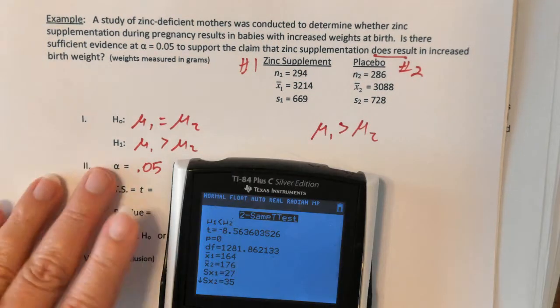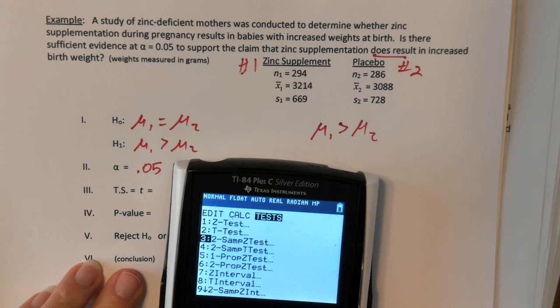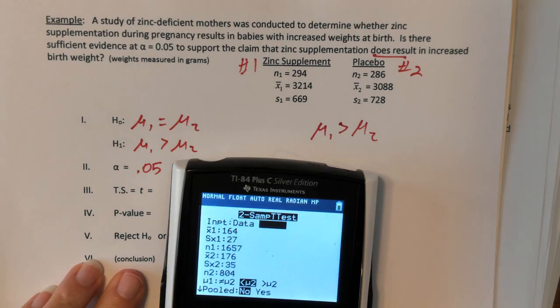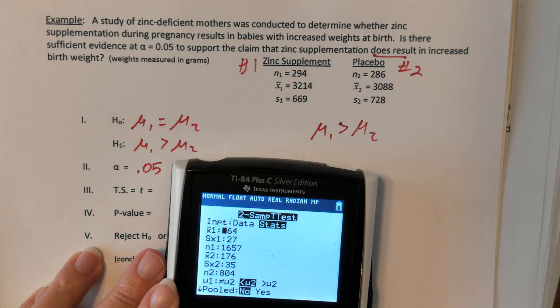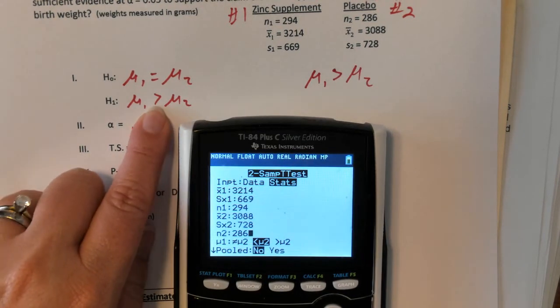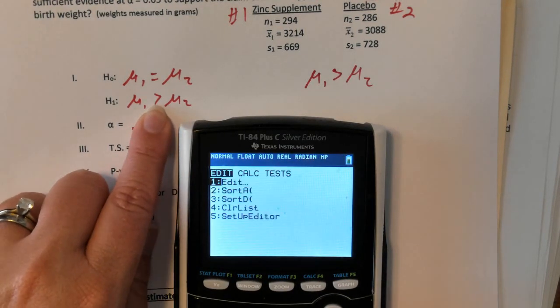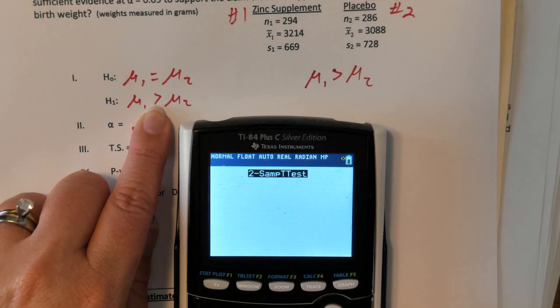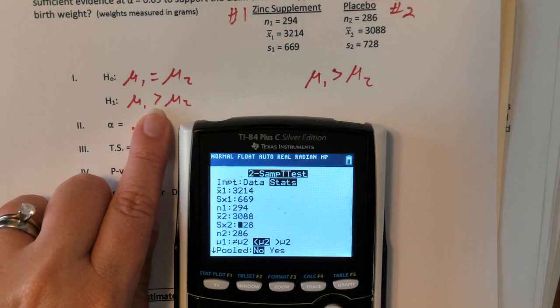So I'm going to go to Stat, Test, 2 sample t-test, fill in my data. So X1 is 3214, standard deviation 669, and 294 is my sample size. X2 is 3088, standard deviation 728, and 286 is my sample size. My symbol was greater than, leave it not pooled.